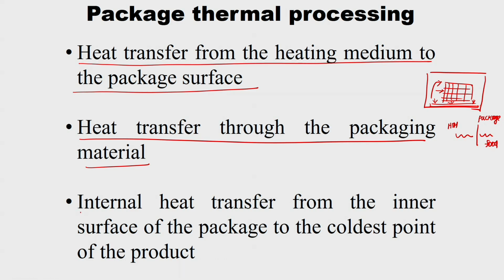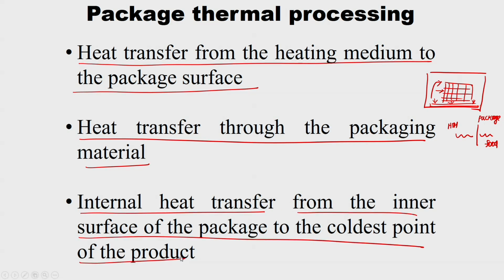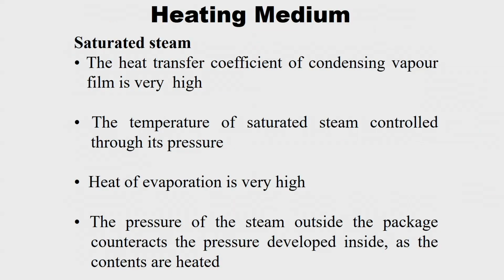So three kinds: another is internal heat transfer from the inner surface of the package to the coldest point of the product. You might be familiar with this procedure, because if you take any double pipe heat exchanger, this is my hot fluid, this is cold fluid. The hot fluid's heat should pass through the wall to the cold fluid, then the heat transfer happens. The same thing here, from the heat transfer medium to package, package to food. So internal heat transfer through the packaging, and heat transfer from the heating medium to the packaging.